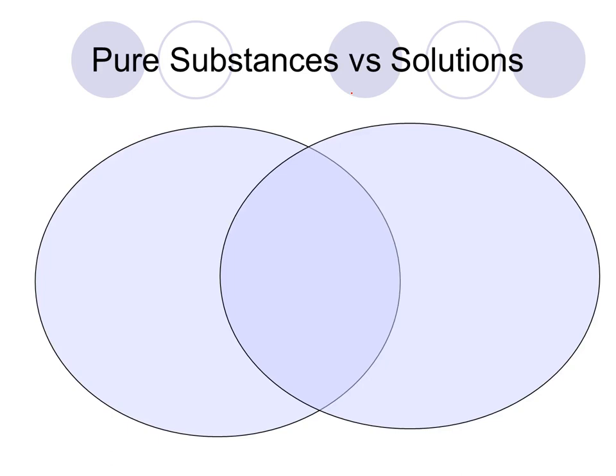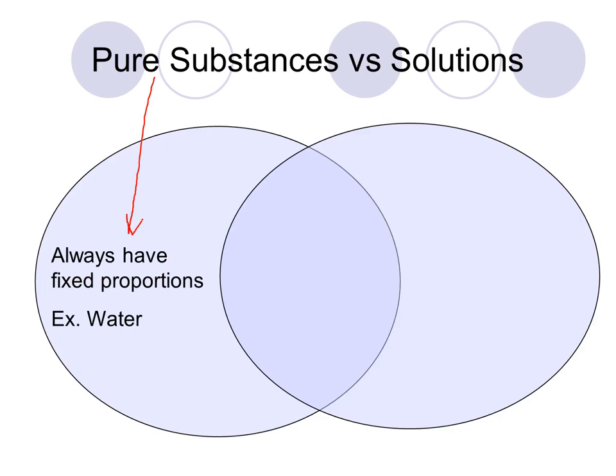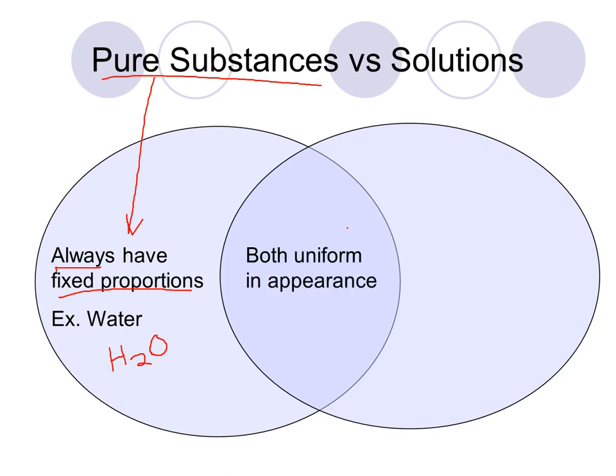Comparing pure substances to solutions, one, we know that if you are a pure substance, you are always in fixed proportions, and this makes a big difference when we go to do our math for solutions. So pure substances are always going to have fixed proportions. So if you're water, you're always going to have 2 hydrogens and 1 oxygen, and that will never ever change. That's what a pure substance is.